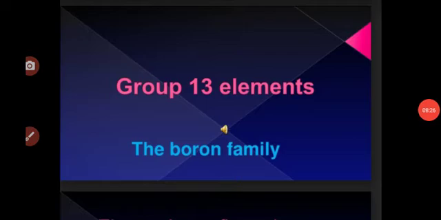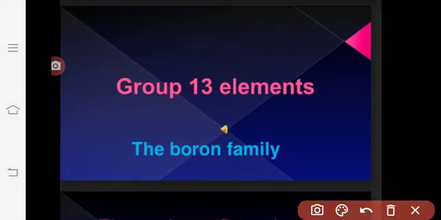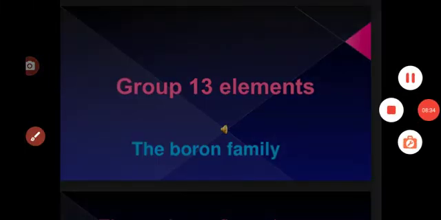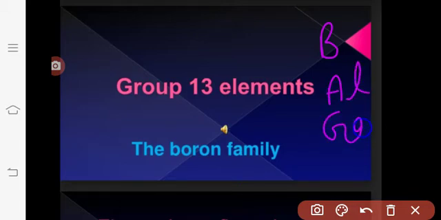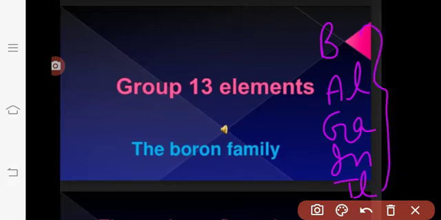Now we start from group number 13, that is the boron family. The elements present in this group are boron, aluminium, gallium, indium, thallium. Okay, these are the elements present in the boron family.